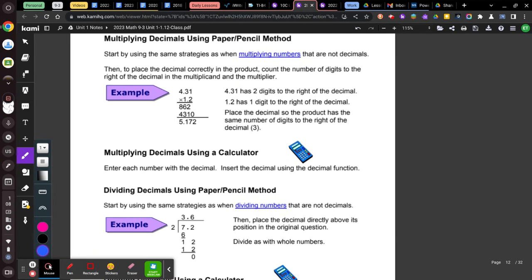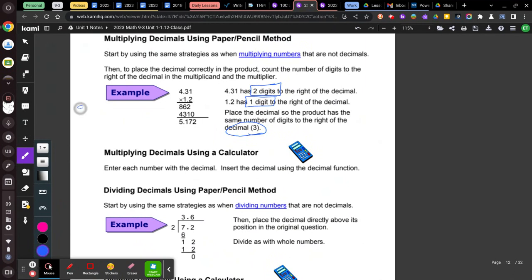So this guy has 2 digits to the right of the decimal. This guy has 1 digit to the right of the decimal. So that means our answer is going to have the same number of digits to the right of our decimal. So 2 plus 1 makes 3. So that means there's going to be 3 digits after the decimal in our answer. When we're multiplying, we add the number of decimal places. Same is going to happen when we're dividing, we subtract.